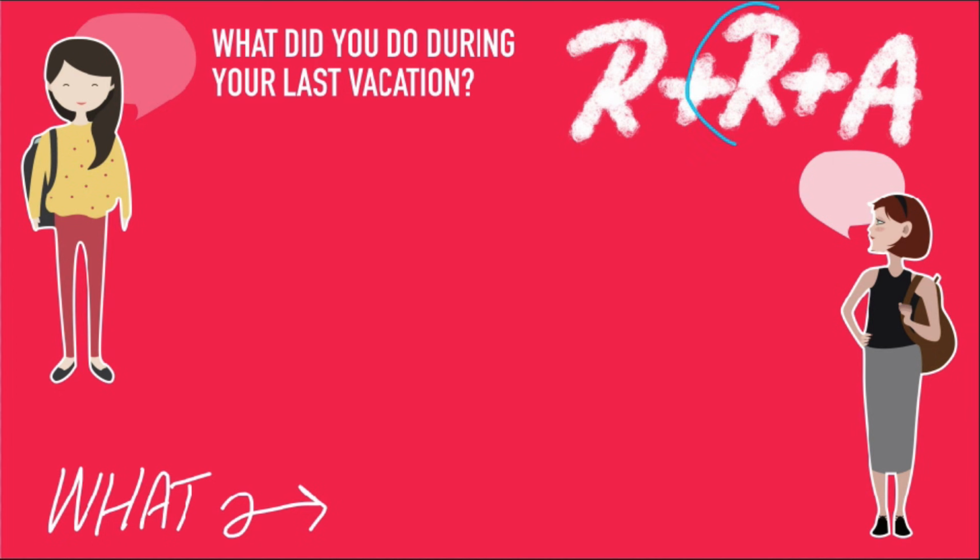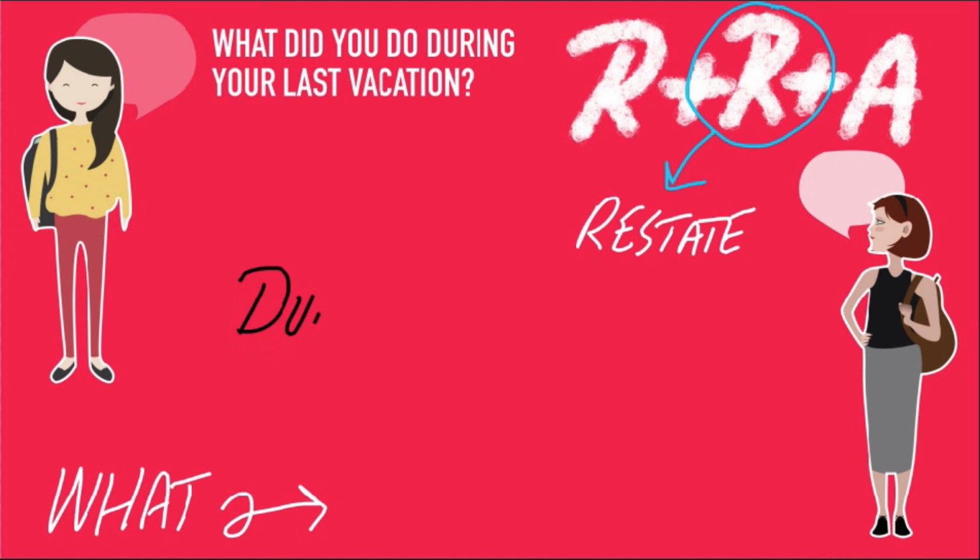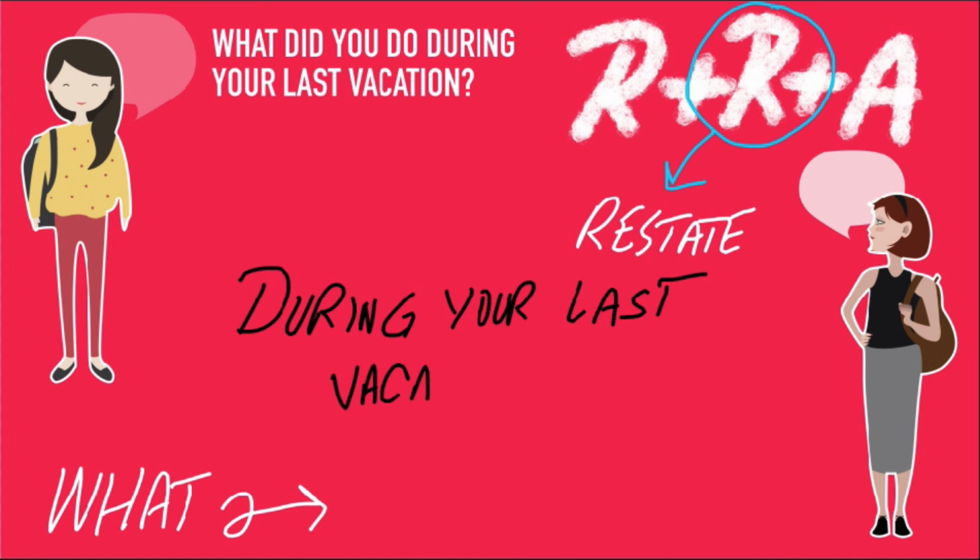All right, so for step two, we have another R, and this R stands for, do you remember? Very good. Restate. So, we saw that in the first R, we learned that what did you do was the focus. The remaining part of the sentence is the part that we want to restate. During your last vacation. Now remember, we are going to restate this in our answer, but we have to change your to what? During my last vacation. So if we restate this, it will sound like this.